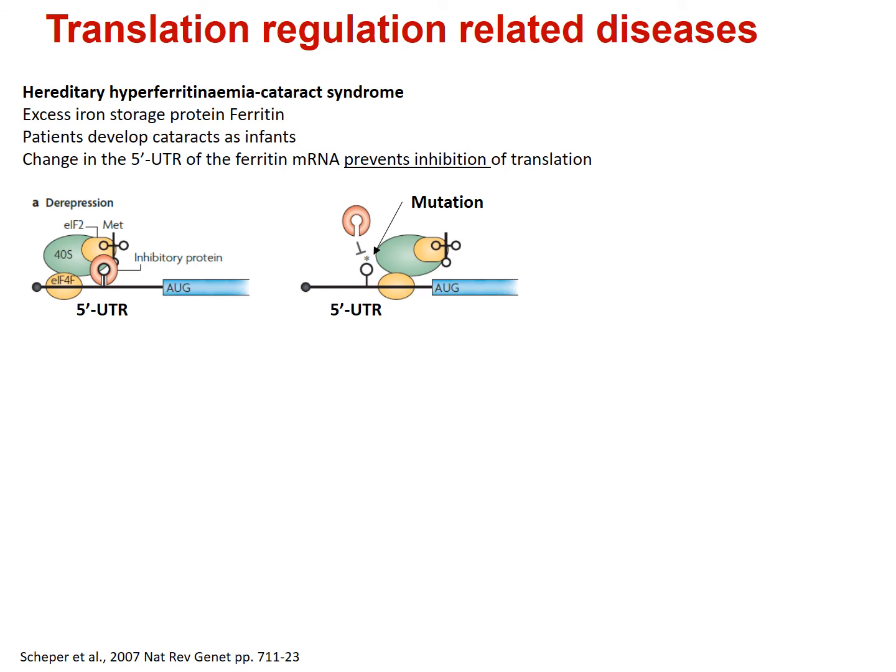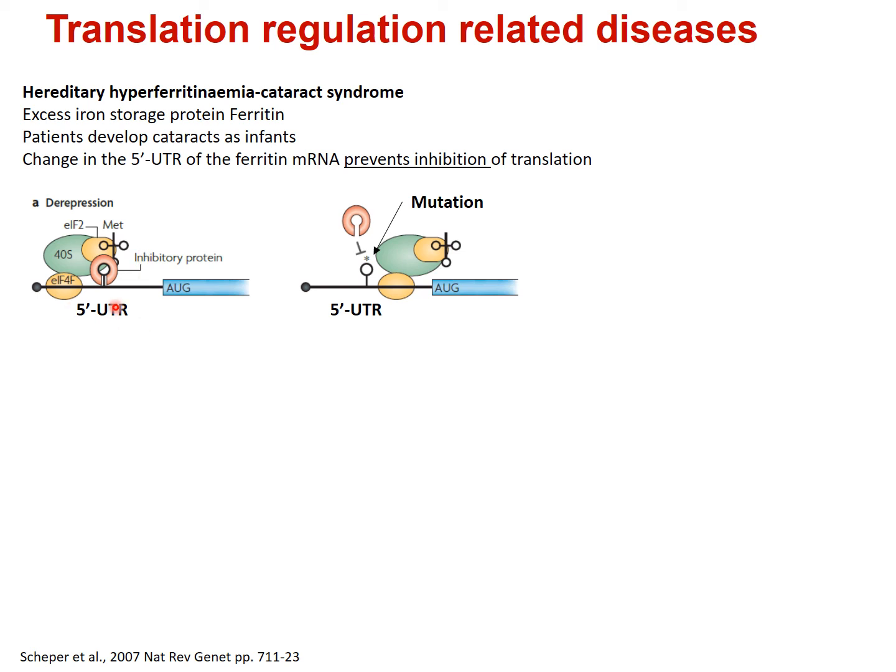So there's a certain syndrome, hereditary hyperferritinemia cataract syndrome, where you get excess iron storage for the protein ferritin. Patients develop cataracts even as infants. And it has to do with a change in the 5' untranslated region of the ferritin messenger RNA that prevents inhibition of translation.